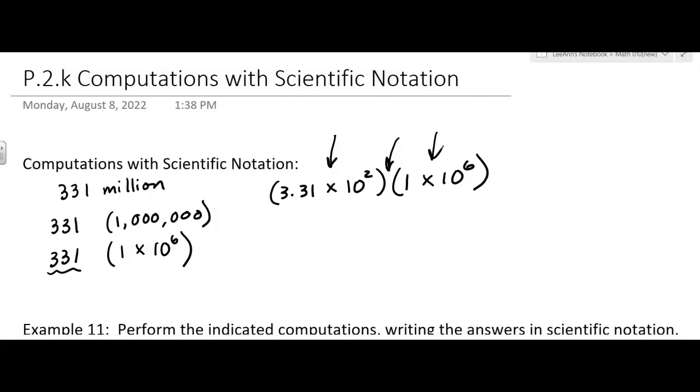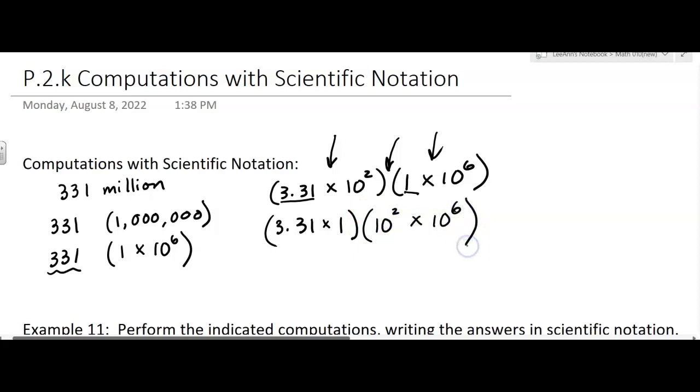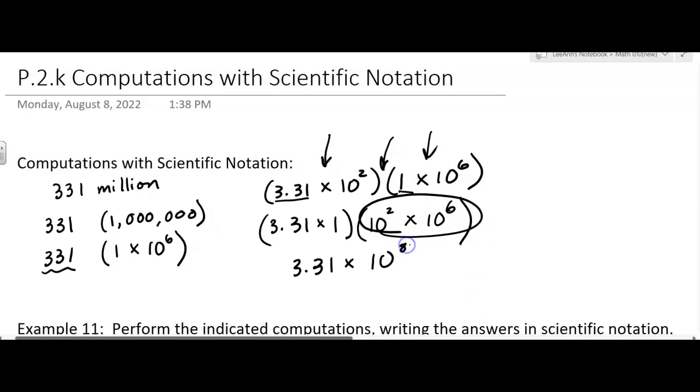Because it's all multiplication, we can move stuff around. Multiplication's commutative and associative. So I can take the 3.31, and multiply it, I'll just use the multiplication sign, times 1. So I'm taking the real numbers here, and then I can do the same thing with the powers of 10. I can put those together. You're just moving stuff around and reassociating it. That gives you 3.31 times, and then you can use your power rule that says you're going to add because they're like bases, so 10 to the 8th. So you could have gotten the answer that way.